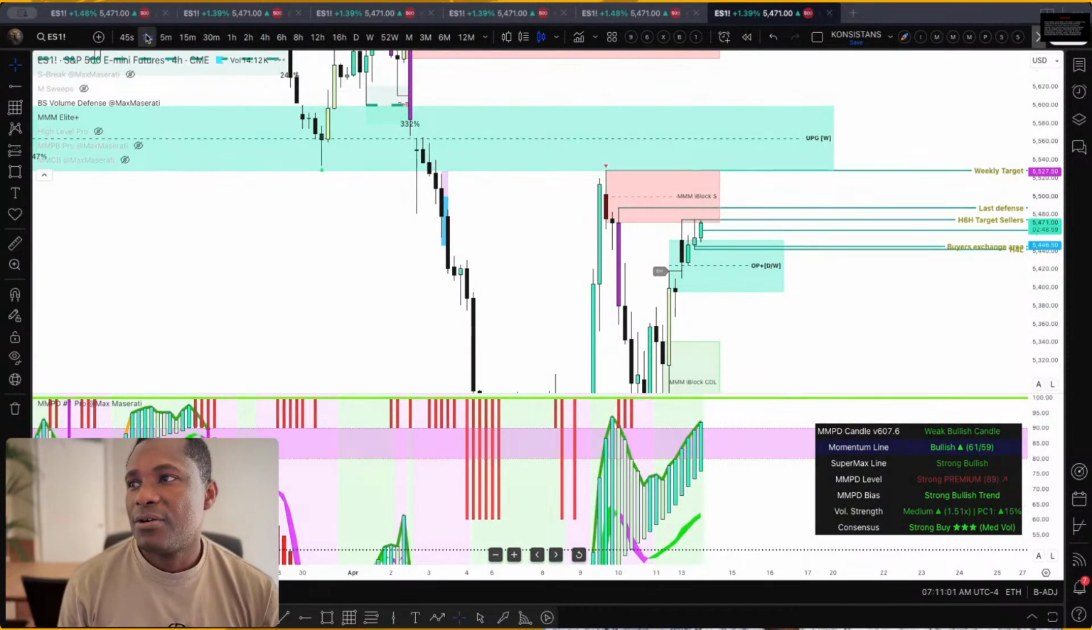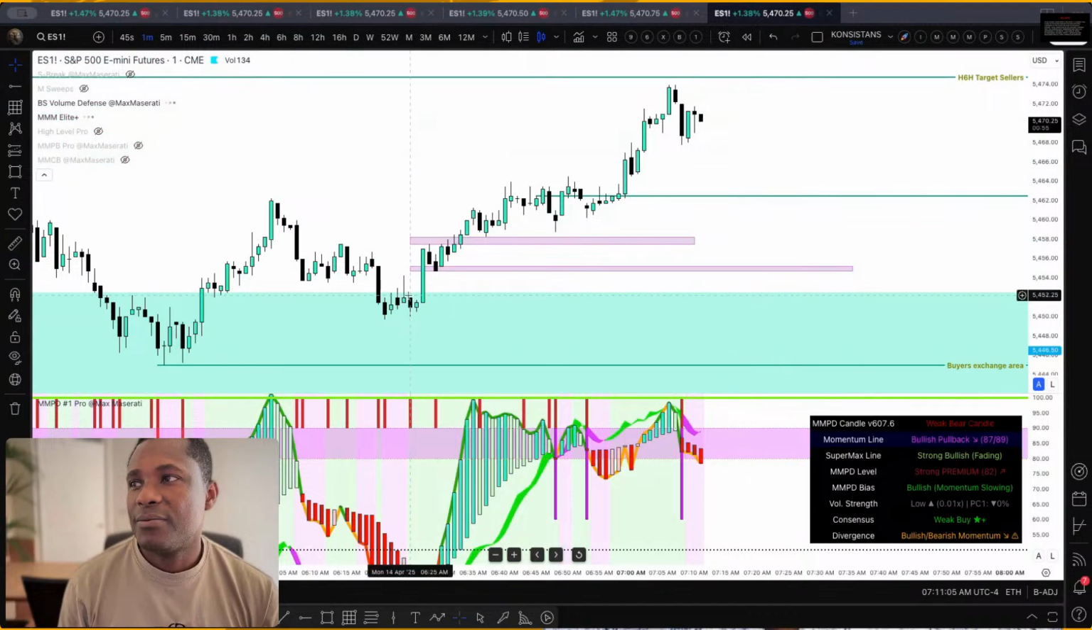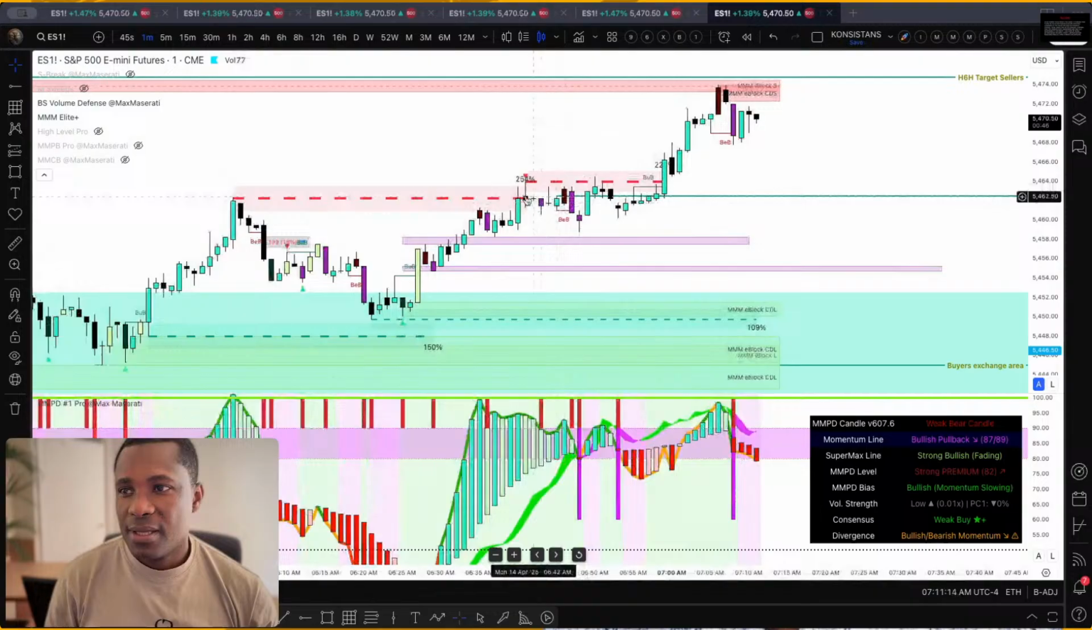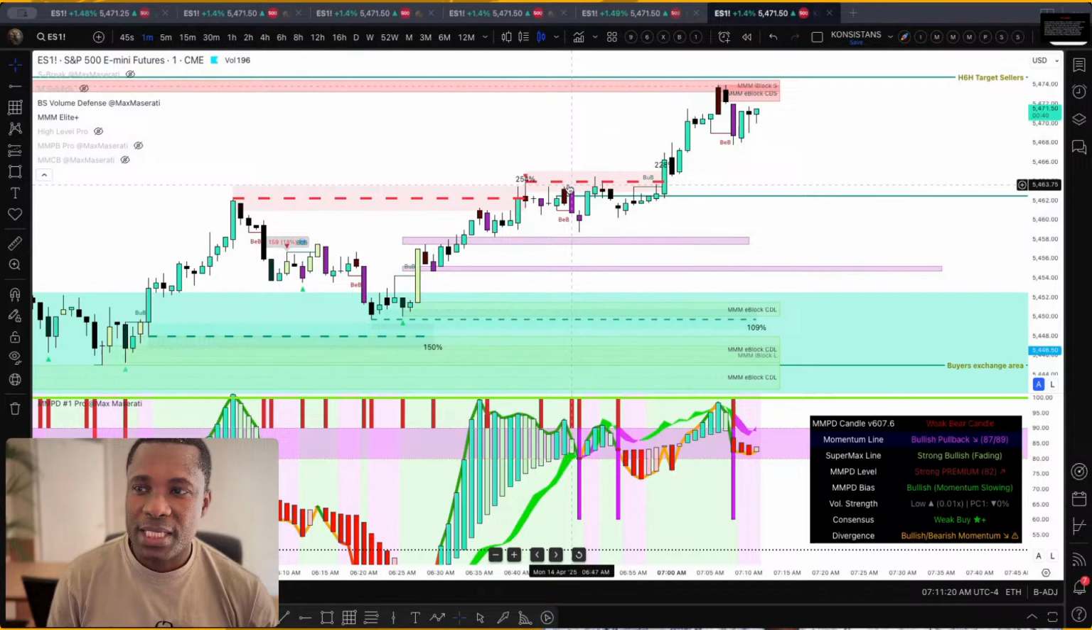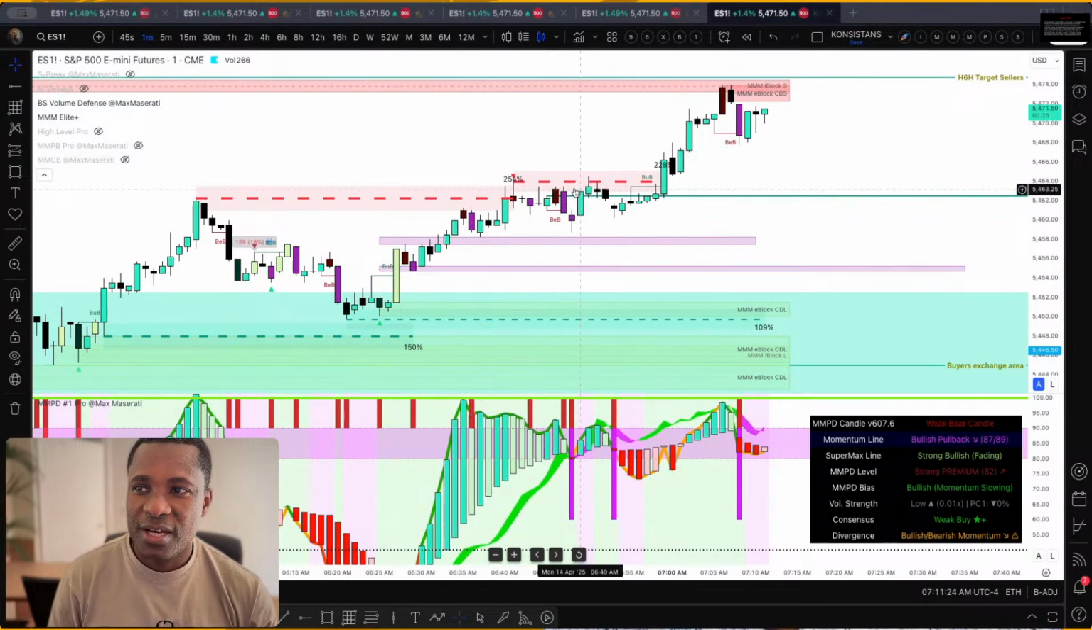You know, this could have been a nice trade for me, but I just didn't like what I didn't like here. I didn't like this 254%. People shorted here. See, in this area, 254%.